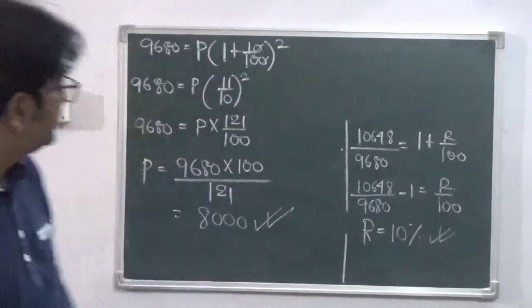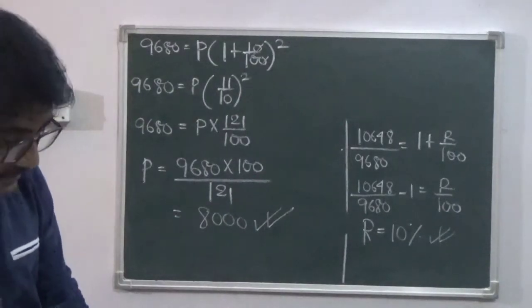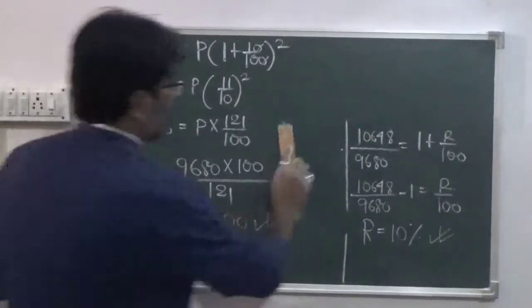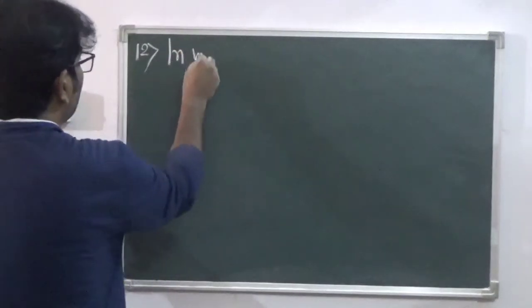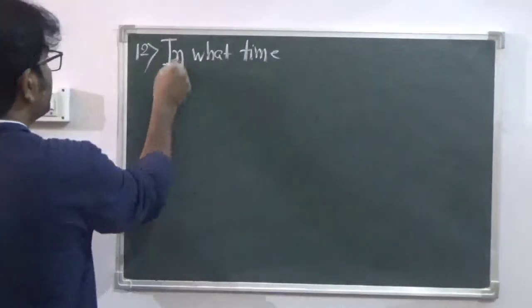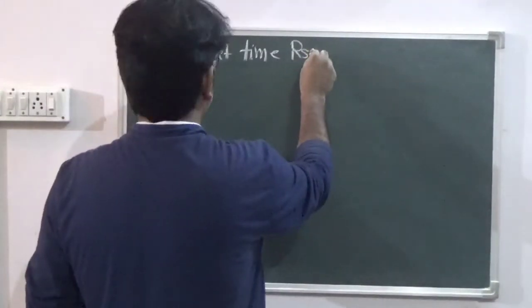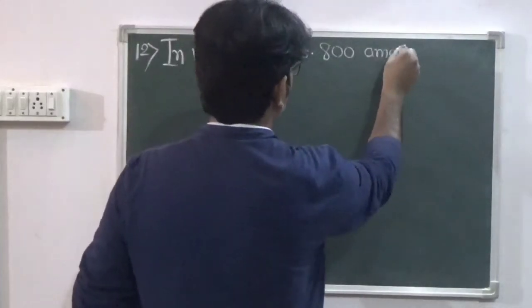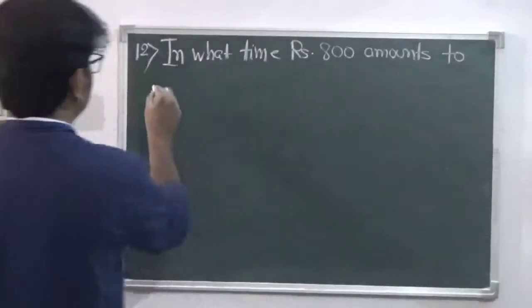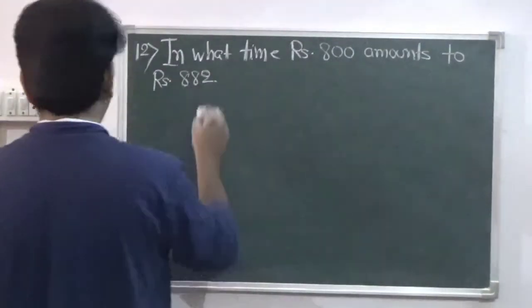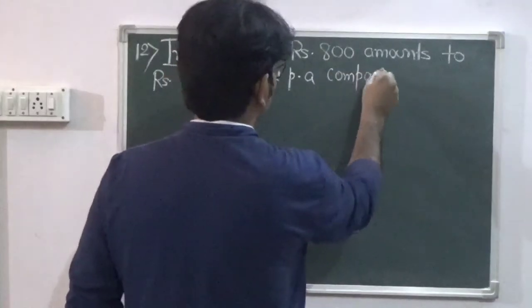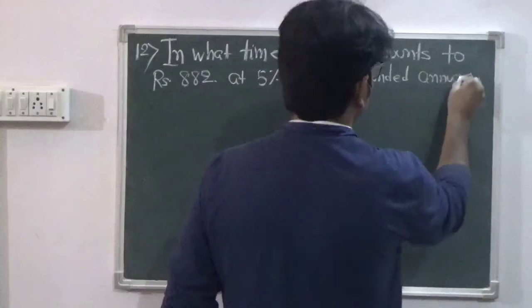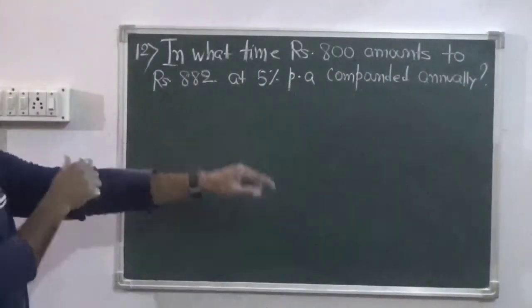So the next question is number 12. Question number 12 is: in what time will rupees 800 amount to rupees 882 at 5% per annum compounded annually. This time you have to find the time.